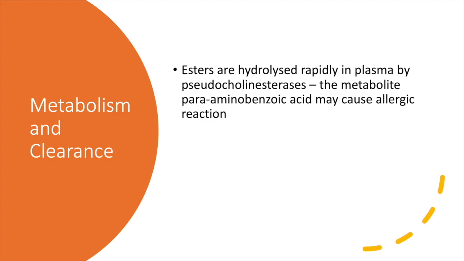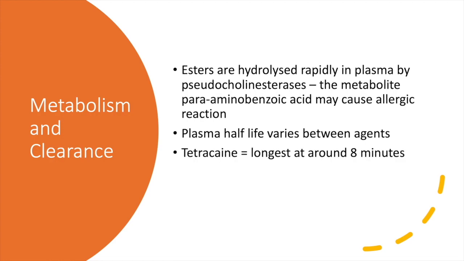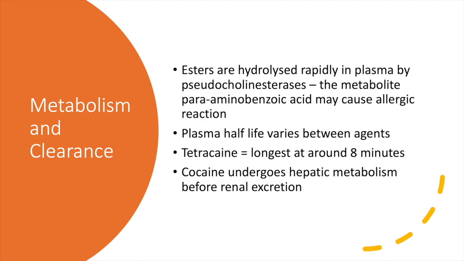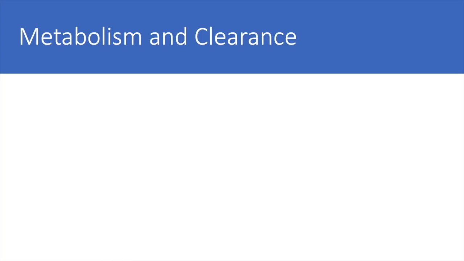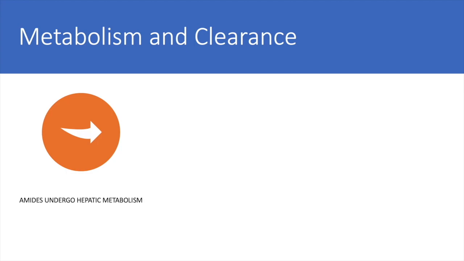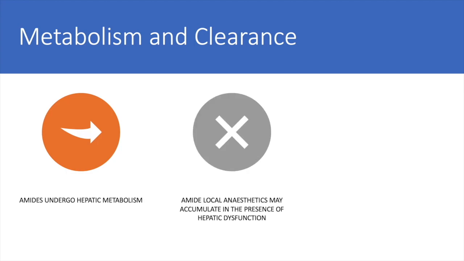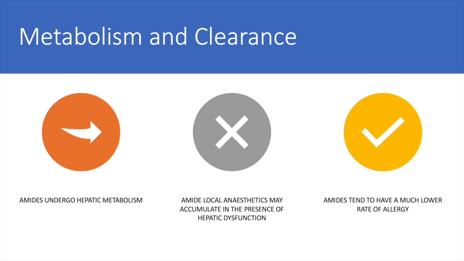There is obviously a difference in half-life between different agents. Tetracaine has the longest half-life of the ester local anaesthetics. The other thing to be aware of is that cocaine, unlike other ester local anaesthetics, undergoes hepatic metabolism before being renally excreted. With regards to amides then, they undergo hepatic metabolism. And so we have to be aware that in hepatic dysfunction, amide local anaesthetics may accumulate. The other thing is that they avoid the para-aminobenzoic acid, and so the rate of allergic reactions is much lower with the amides.